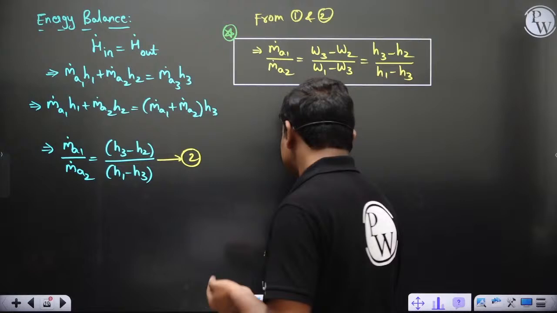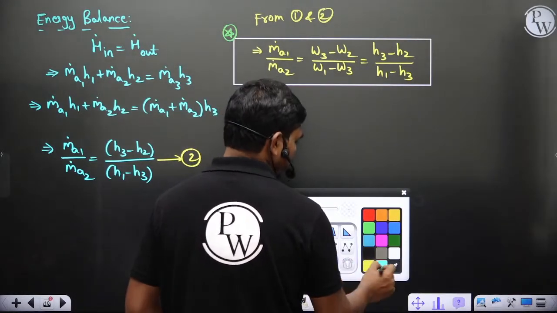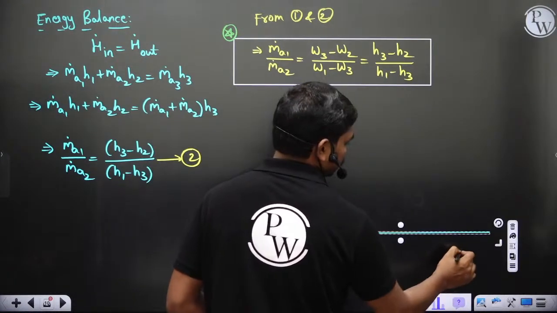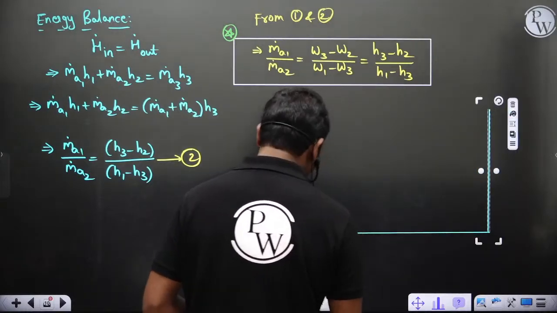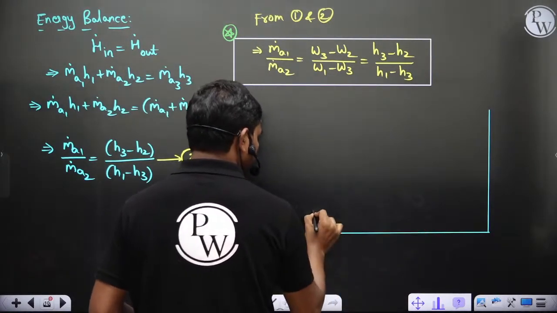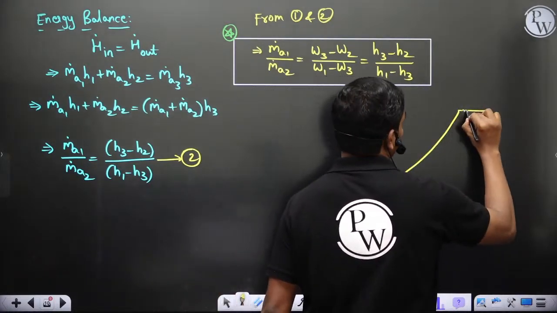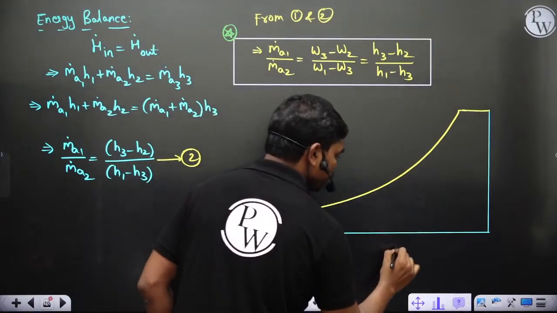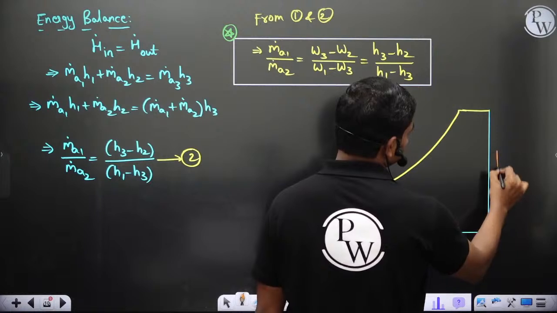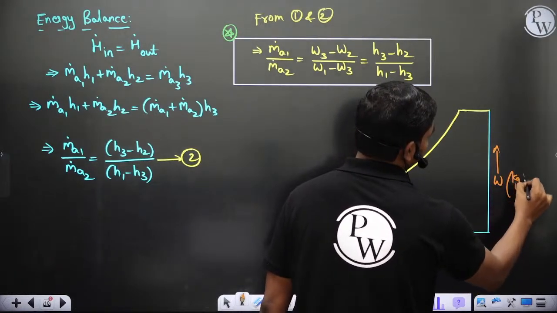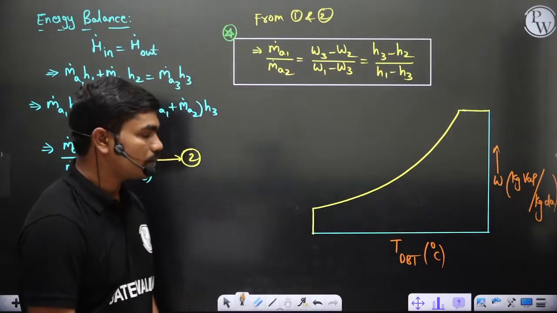And if you want to show this process on a psychrometric chart, let's see. Adiabatic mixing normally, if you talk about the case of adiabatic mixing, so let's see. This is the psychrometric chart. T dry bulb temperature in degrees Celsius. Then this is your omega, kg of vapor per kg of dry air, okay. So this is kg of vapor per kg of dry air.